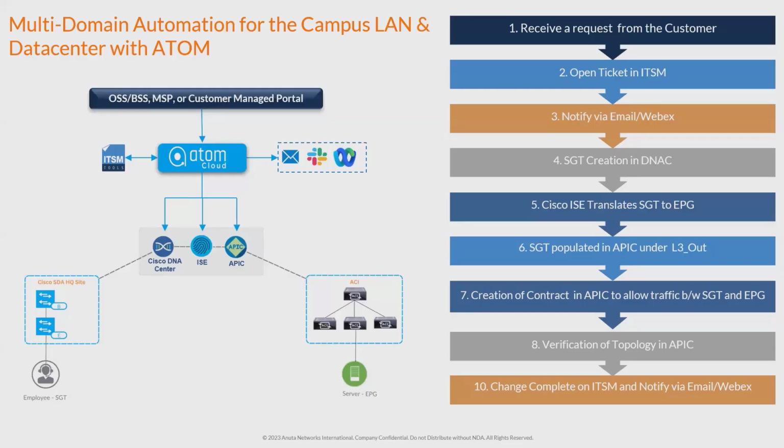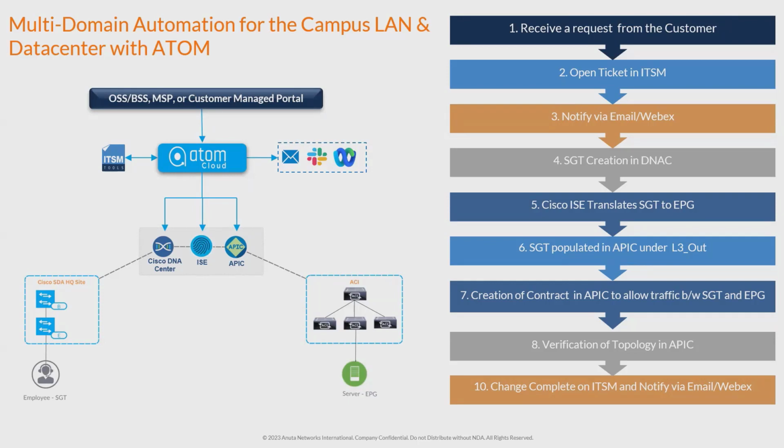To summarize this, Atom's value addition in this campus cross-domain automation use case is that Atom effectively handles customer requests, orchestrates the policy plane configuration between campus and data center network, and ensures effective communication. Key steps involve ticket management, SGT creation in DNAC, SGT to EPG translation in Cisco ISE, and contract establishment on APIC, all contributing to a robust network infrastructure.